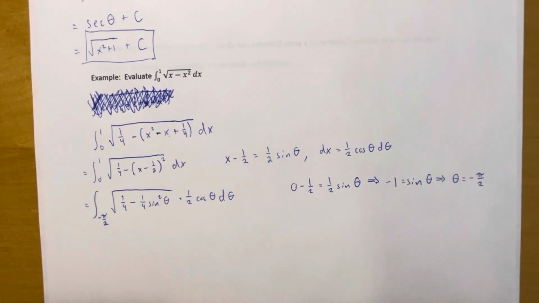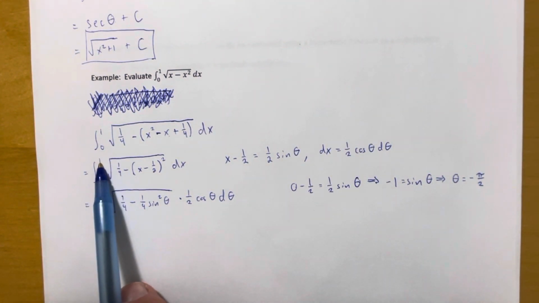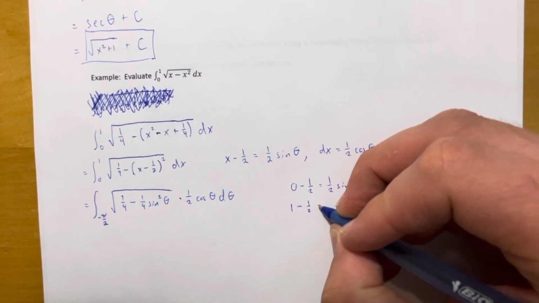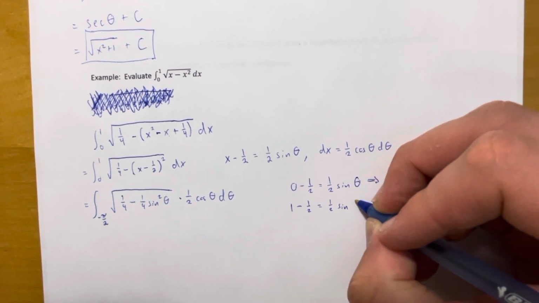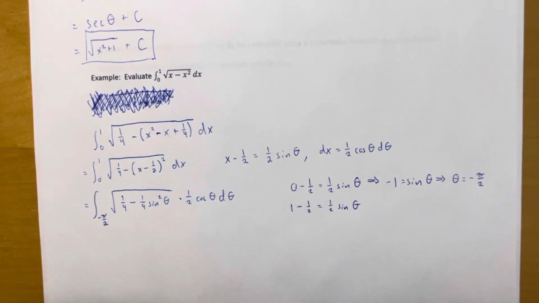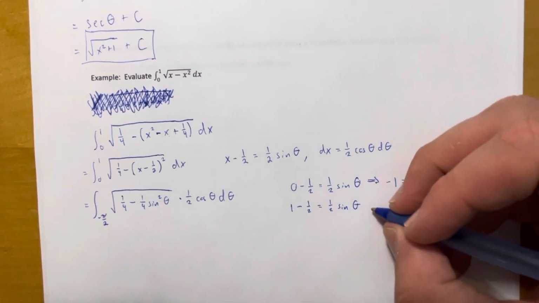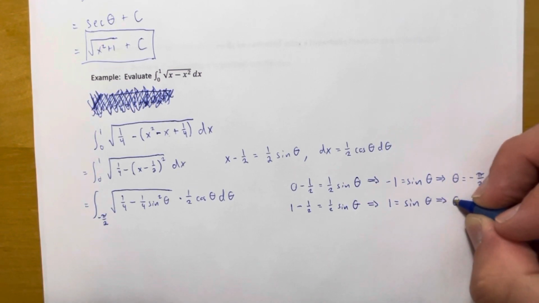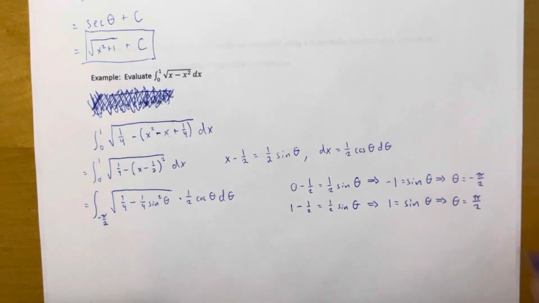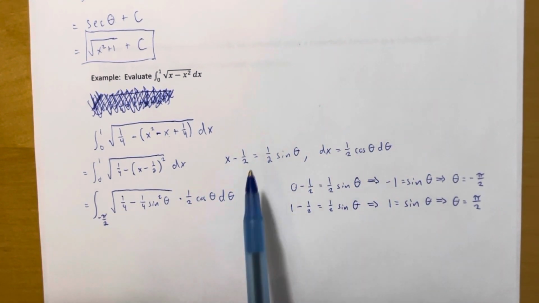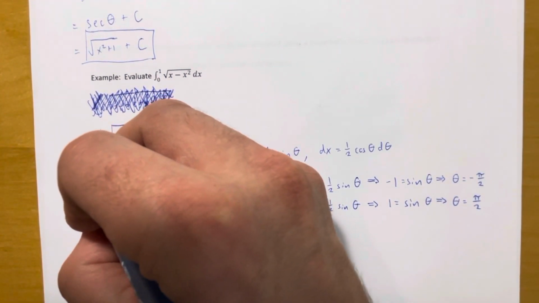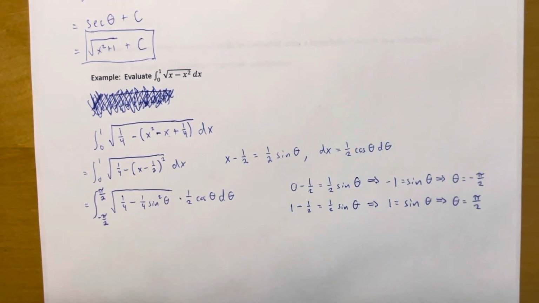All fine and good. So now, what about my upper limit of integration? This time I'm going to plug a 1 in. 1 minus 1/2 equals 1/2 sine of theta. In this case, 1 minus 1/2 is just positive 1/2. Multiplying both sides by 2 would give me positive 1 equals sine of theta, which implies that theta is equal to pi over 2. Again, remember, theta can only take on values between negative pi over 2 and positive pi over 2 inclusive when we make this type of substitution. And so that's the only possibility here. I get pi over 2 for my upper limit of integration.